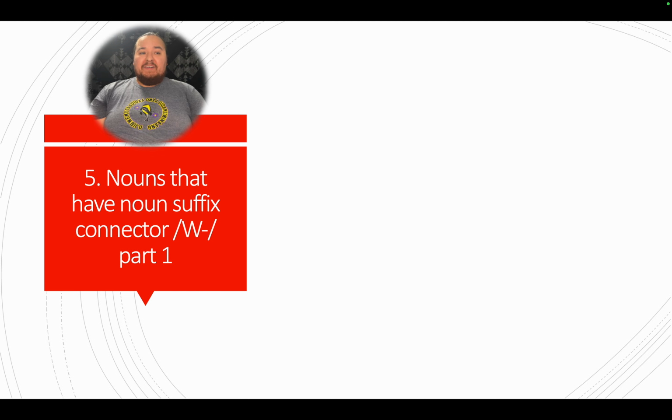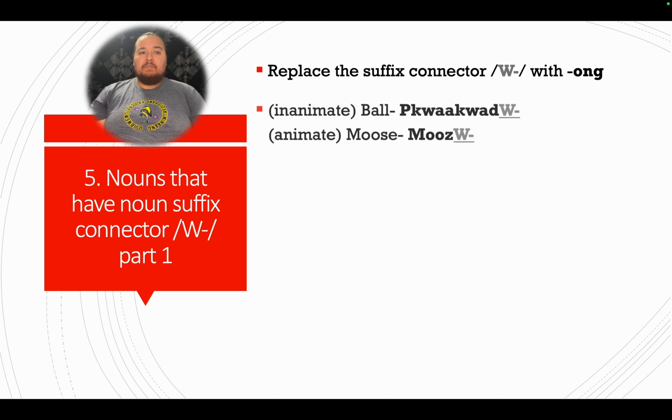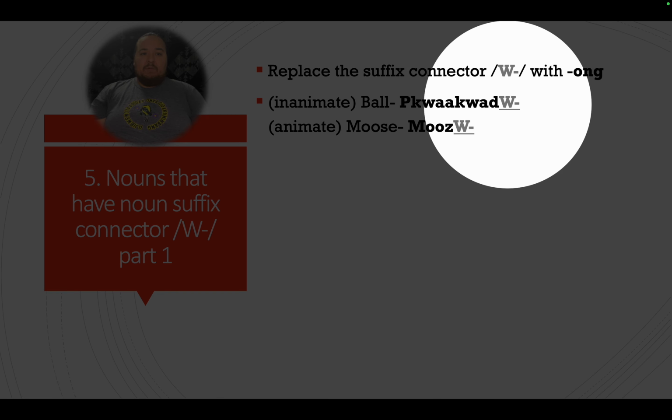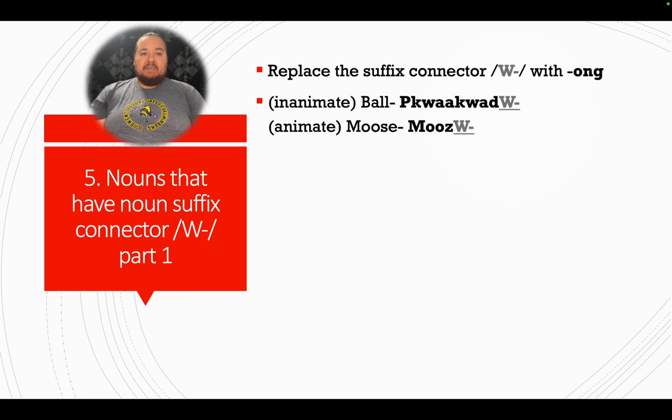Rule number 5, part 1, nouns that have a suffix connector, capital W. You're going to replace the capital W with an ONG. Our inanimate example is pequawquid, and the animate is mose. Pequawquid means ball, mose means moose, and as indicated here, they both have capital W suffix connectors. So we're going to replace those W's with ONG.